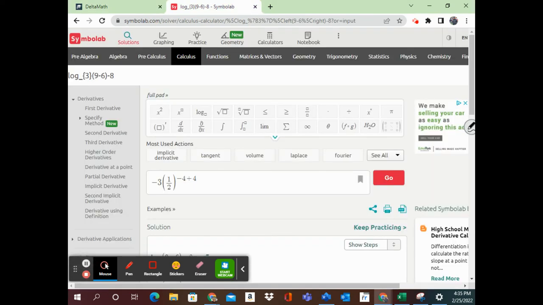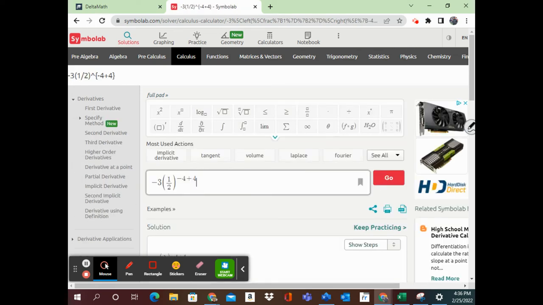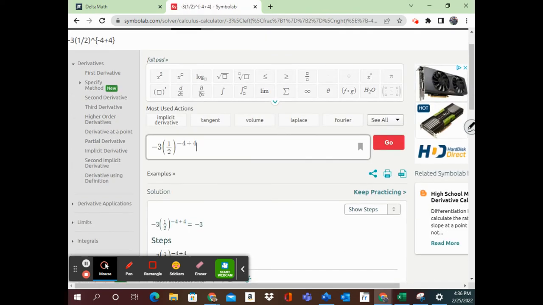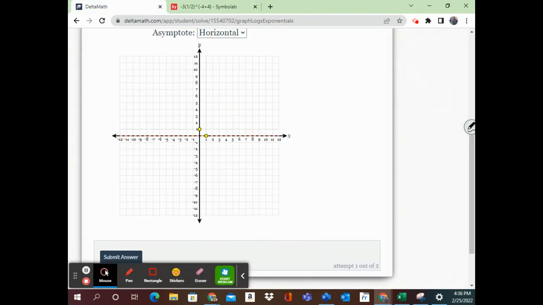One of the reasons I wanted to use -4 is because I knew -4 plus 4 would give me 0, and any number raised to the 0 power is 1. So right now I should have -4, -3. Let's hit go and see what answer they give us. You see it gives us a -3. So my first coordinate point to plot is -4, -3.